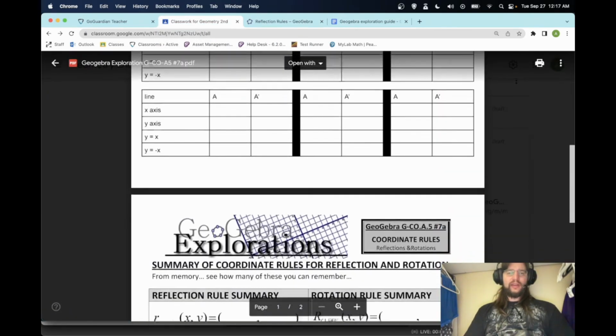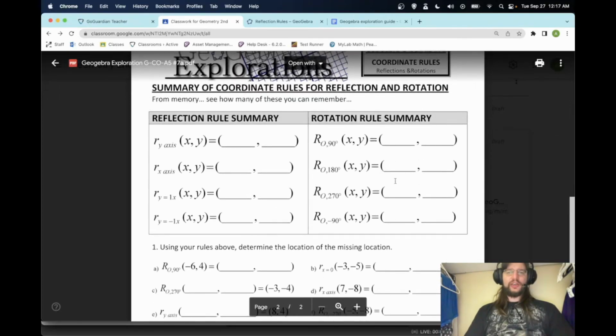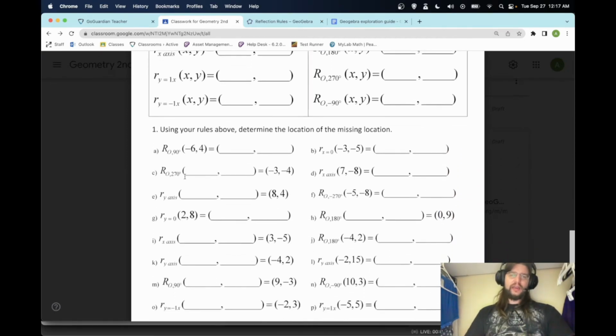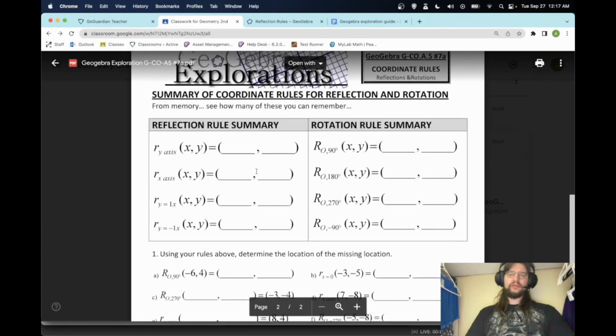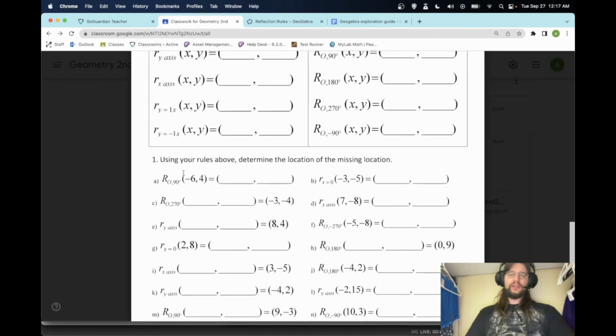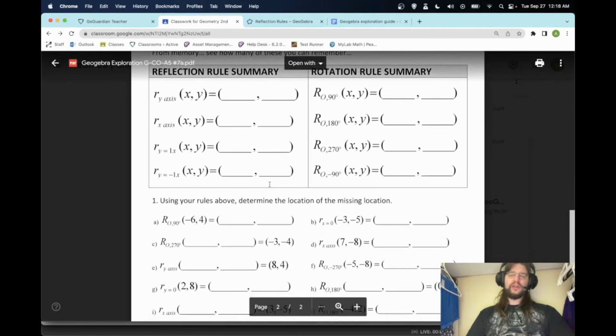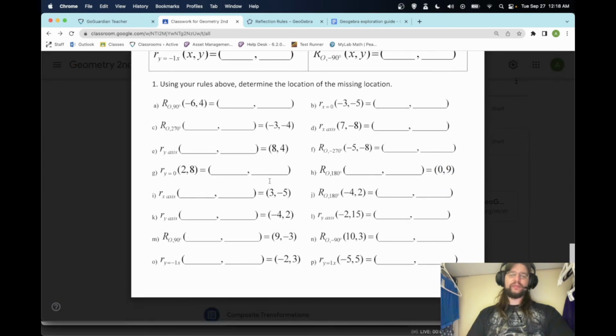So your main goal, fill out this chart. That's what I want to see tomorrow. Well, not. It's already Tuesday. You're watching this on Tuesday, so I guess yeah, tomorrow. So tomorrow, Wednesday, whenever I come back, I'm going to be looking at it. And then after you fill out this chart, use this chart to do these. Notice on some of them, you're given the pre-image. On others, you're given the image, so you're going to have to work backwards. The coordinate rules will work. You just have to think about them a little bit.